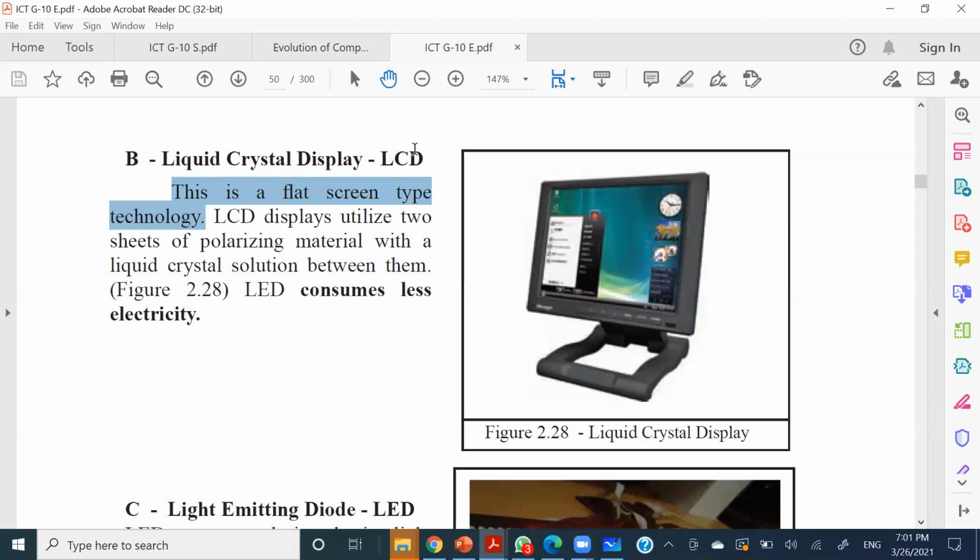And then you have to say the second point, consumes less electricity. There is a printing mistake on my soft copy, so don't bother about the LED, it should be LCD. And the second point should be consumes less electricity. So 2 points. This is a flat screen type technology, that will be the first point. And the second point is consumes less electricity.